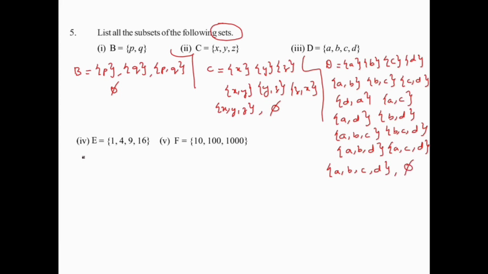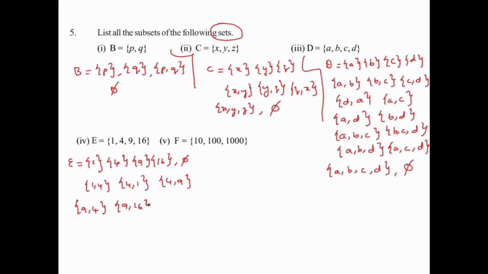Okay. So let us look at E. What are the possibilities of E? I can write 1, I can write 4, I can write even 9, I can even write 16, and even I can write 5, right? Eventually the groups 1 comma 4, also 4 comma 1, also 4 comma 9, and also 9 comma 4. Also I can write 9 comma 16 and also 16 comma 9.